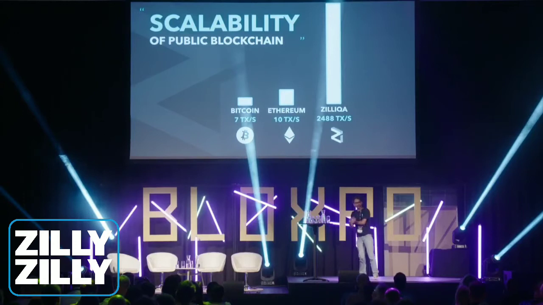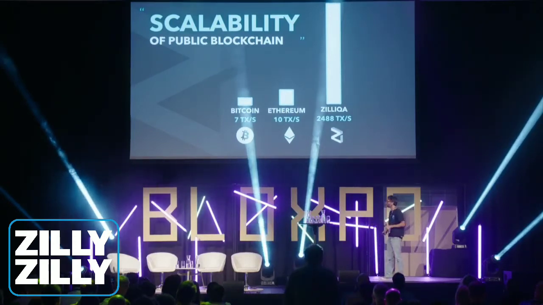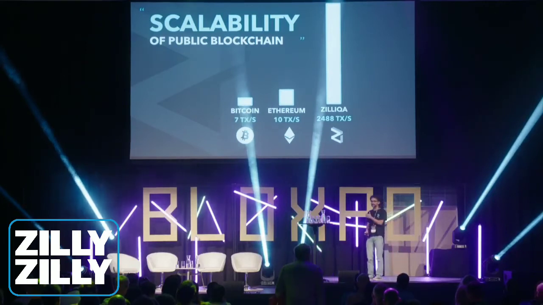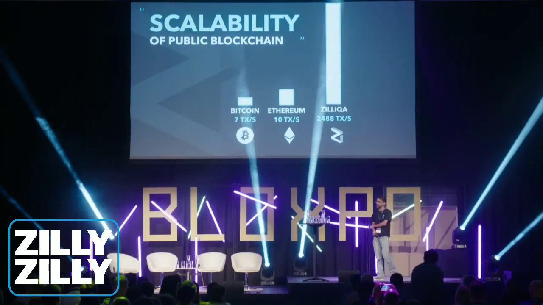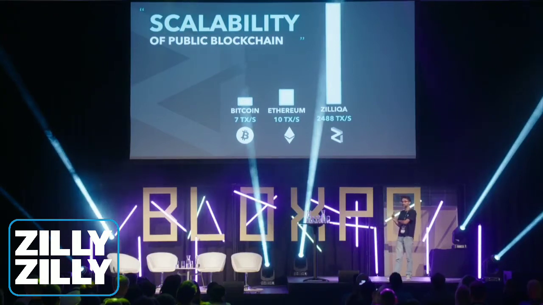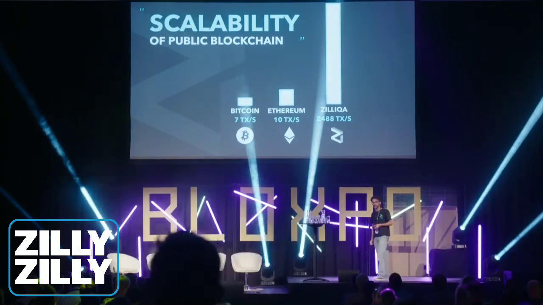If you put things into perspective, Bitcoin and Ethereum process around 5 to 10 transactions per second, and Zilliqa, with a network size of 3,600 nodes, can process around 2,500 transactions per second. Don't forget that it gives you linear scalability. So if you have more nodes, you can have better throughput, much beyond 2,500 transactions.